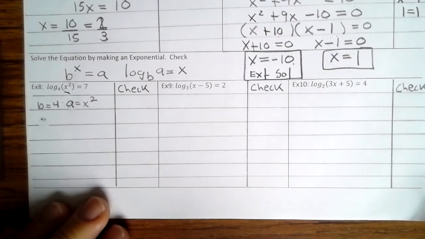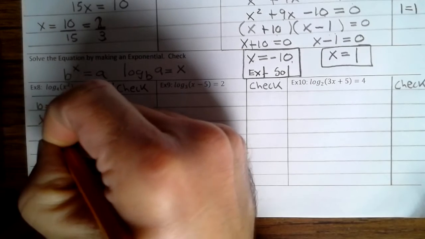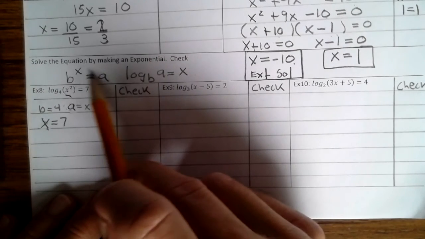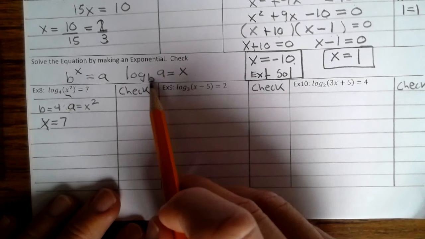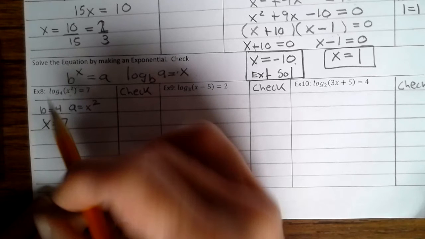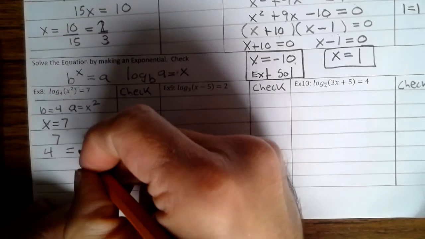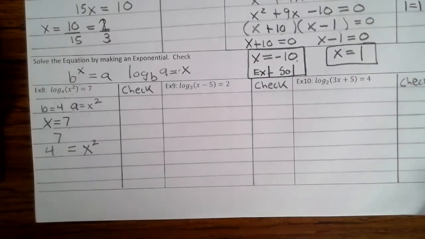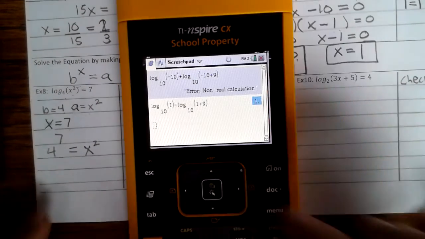Once you know that, we substitute these into here. So that's 4 to the x, which is 7, equals the a, which is x squared. So what we need to do is do 4 to the 7th, which is 16,384. And I'm going to rewrite this as x squared equals 16,384. Okay, we're going to take the square root of both sides.